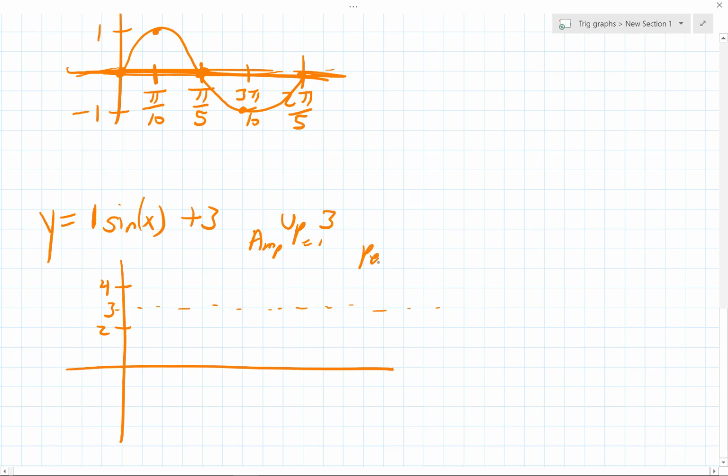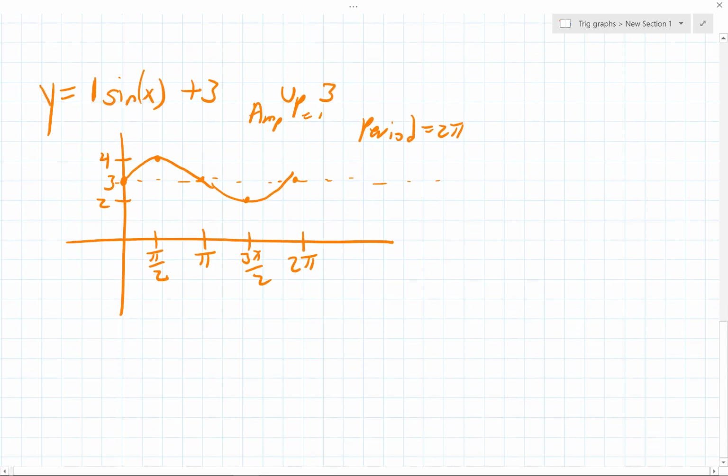Since my period is just a normal 2 pi, once around the circle, I can get those normal points that I got in the beginning by taking that 2 pi, dividing by 2, dividing by 2 again, and then it's 1 pi halves, 2 pi halves, 3 pi halves, 2 pi. Sine starts in the middle, and then it goes up, and then back to the middle, and then down, and then back to the middle, and there it goes. Excellent.